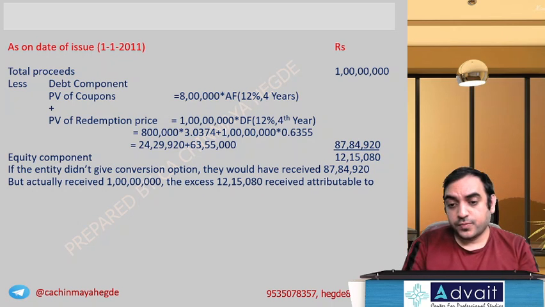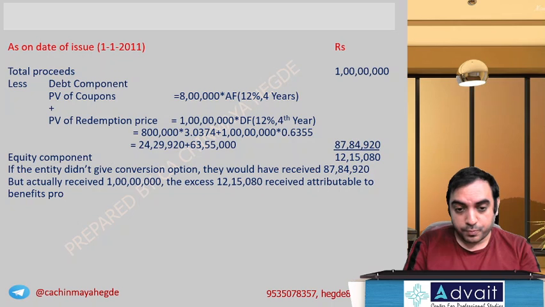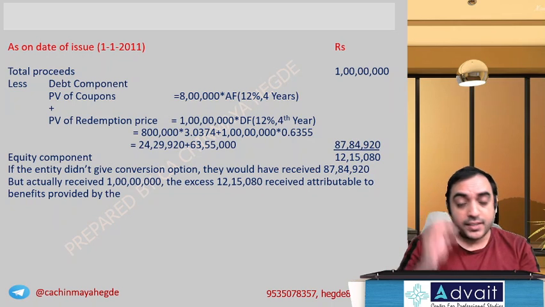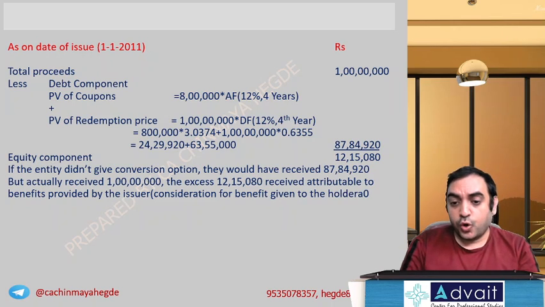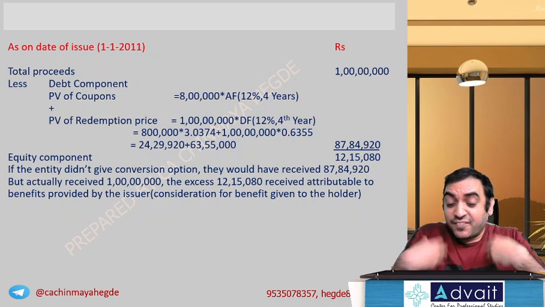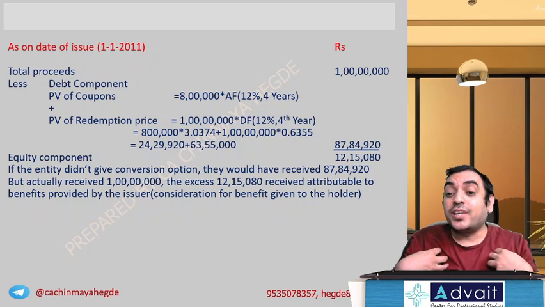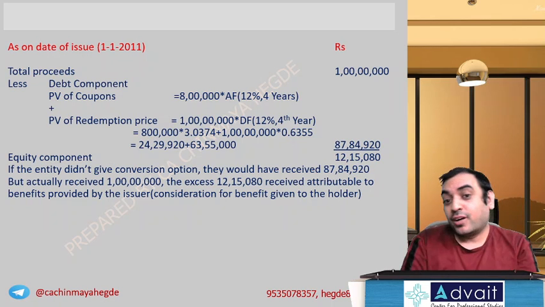amounts attributable to the benefits provided by the issuer. It's like consideration for benefit given to the holder. So when the holder gets some benefit, he will give benefit. So the entity is giving some benefit, like a call option writer. Actually, if you know the call option position, you'll be able to understand better.